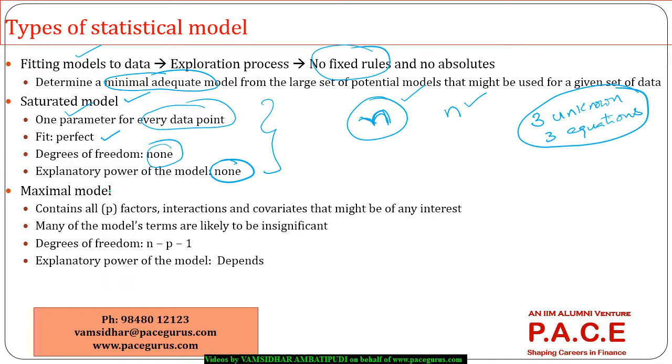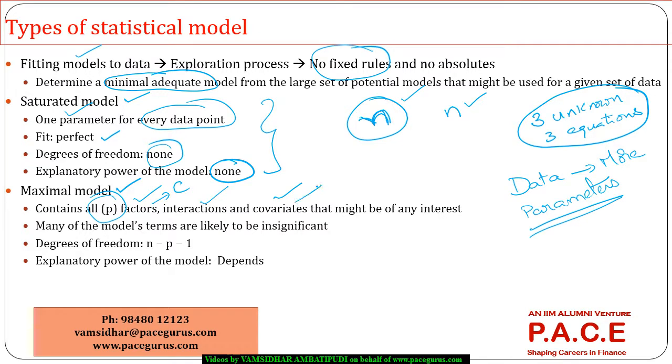But generally that is not the situation that happens. We will have more data points. Data is more compared to the number of parameters that you want to fit. So equations are more in number, but the number of unknowns is lesser. So in that case, it's better to go with a maximal model where I am looking at all the factors of the particular model, their interactions, all of them, covariates. Factors are like categorical variables, covariates are the continuous variables, and the interactions, pairwise interactions, three-way interactions, all these different kinds of interactions between the explanatory variables.